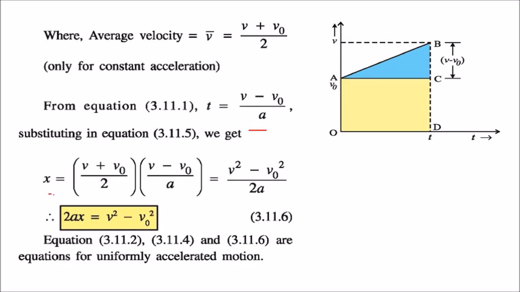So when we put it here, x equal to (v plus v0) by 2, we already had in terms of t, in the place of t we can put this. So we get another equation, x equal to (v square minus v0 square) by 2a. Take 2a on this side, we get 2ax is equal to v square minus v0 square. So these three equations are very important. These are the equations for uniformly accelerated motion.